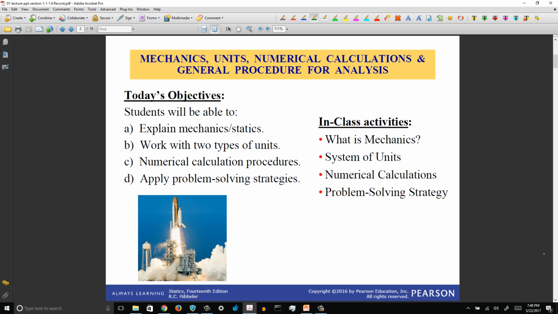Today's objectives are to provide an introduction to the basic quantities and idealizations of mechanics, to give a statement of Newton's laws of motion, to review the principles for applying the SI system of units, to examine the standard procedures for performing numerical calculations, and to present a general guide for solving problems. I'm going to cover what is mechanics, the systems of units, numerical calculations, and problem-solving strategy.